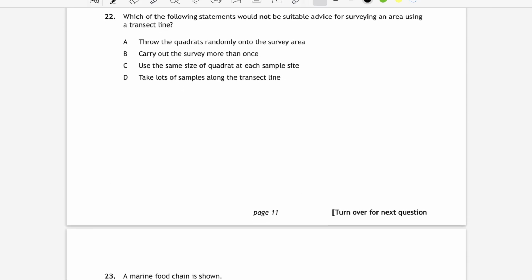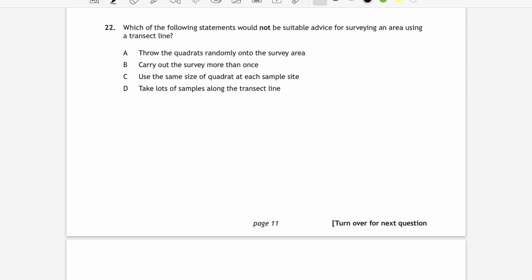Okay, moving on to question number 22. Which of the following statements would not be suitable advice for surveying an area using a transect line? Okay. Pause the video, see how you get on. Okay, now you've paused it and had a go. Let's see how you get on there. So, A, throw the quadrats randomly onto the survey area. Okay. Well, we'll put a little dot next to that because we'll come back to that one in a moment.